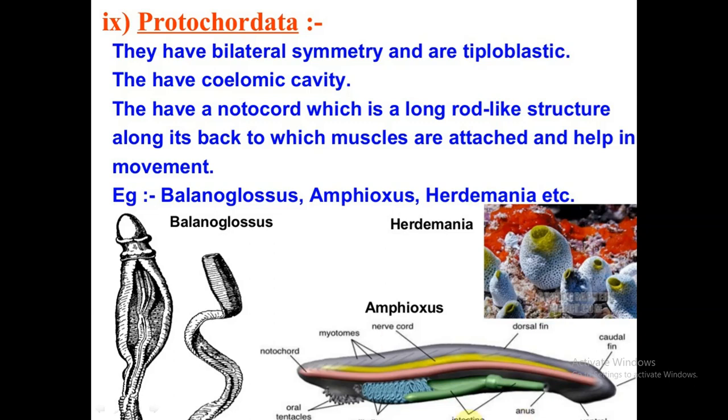You can see in the diagram itself, this is the nerve cord present, and this is the notochord that is arising from here. This is the tail region, the caudal fin region, dorsal fin, this is anus, and this is the example of Balanoglossus, and this is Herdmania.